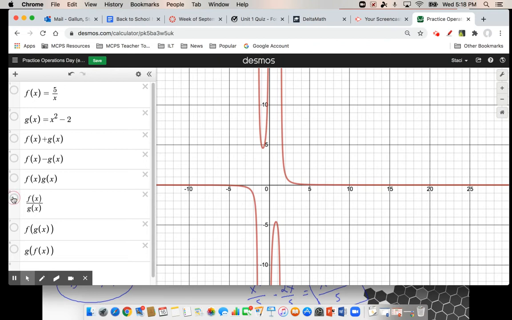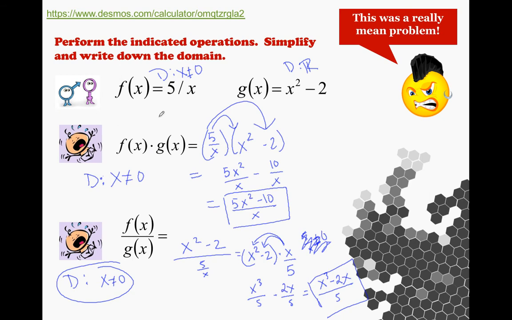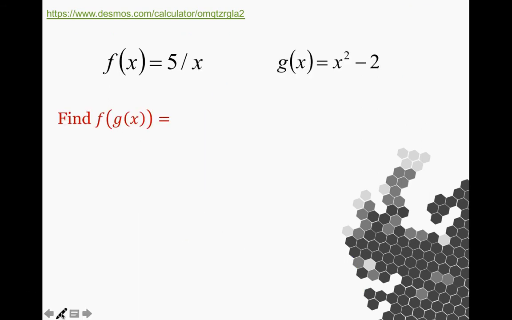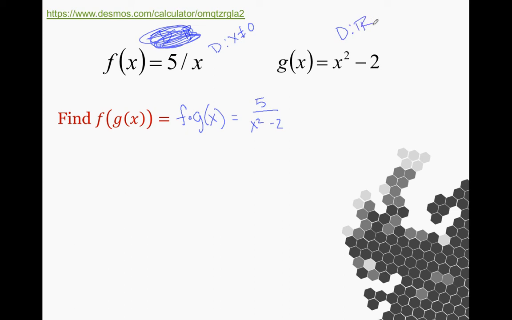Amazing. So we're going to go ahead now and do composition with these two. Hopefully you remember some composition. f of g of x. Remember, this can be written as f of g of x, and that doesn't mean multiplication. That's composition. So I'm going to be plugging in g of x everywhere I see x in my f function. So 5 divided by x squared minus 2. And remember, this has a domain of all real numbers. Oh, no, it does not. This has a domain of x does not equal 0, and this has a domain of all real numbers.